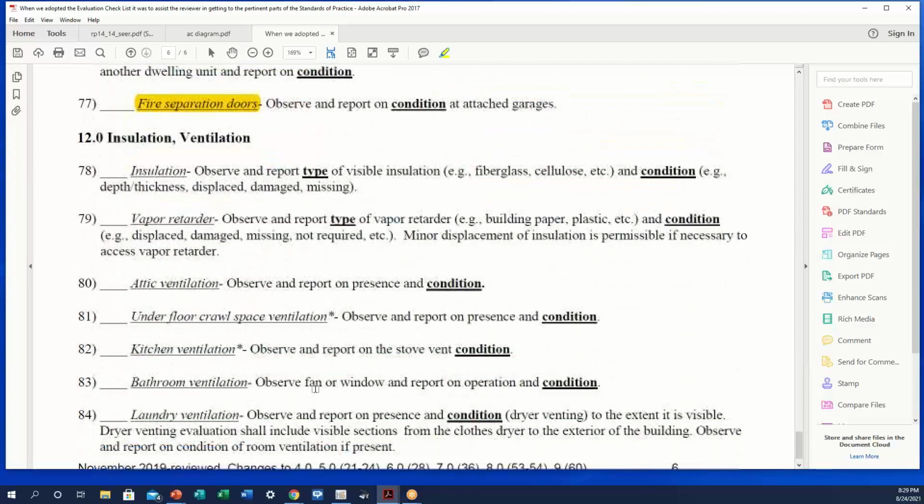Okay, insulation and ventilation. Okay, vapor retarder. Wow. In southern Arizona, we can just say that this is not installed in our area and I move on. But if I'm in another area, I have to report on the vapor retarder. Oh, sorry, I missed insulation right here. Insulation, report on the type, fiberglass, cellulose, condition, depth, thickness. What? Are we required to report on the depth and thickness?